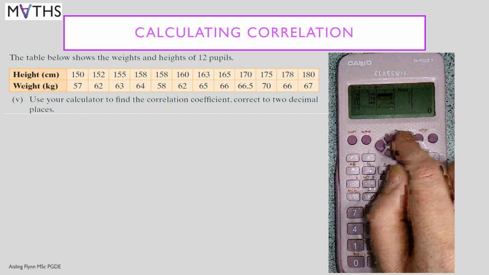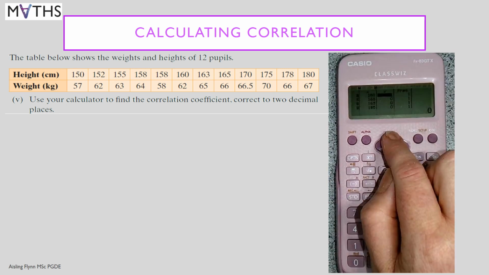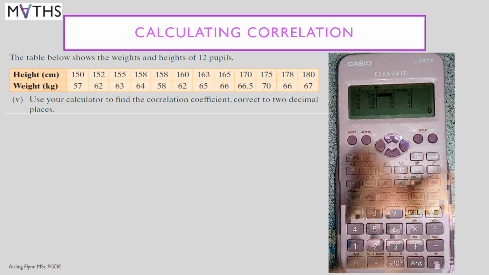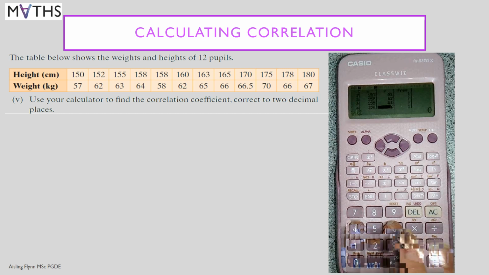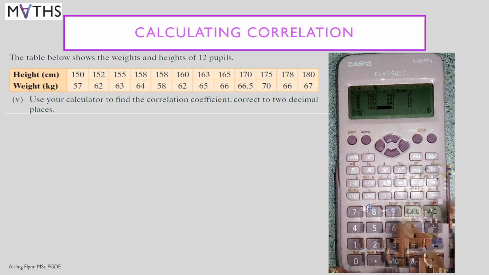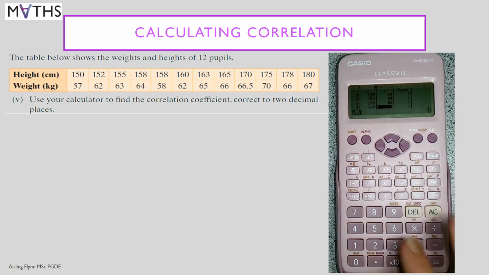Now I'm going to use the cursors to go back to the top, row 1, and I'm going to enter the second variable for weight. That's going to be y. 57, 62, 63, 64, 58, 62, 65, 66, 66.5, 70, 66, 67.